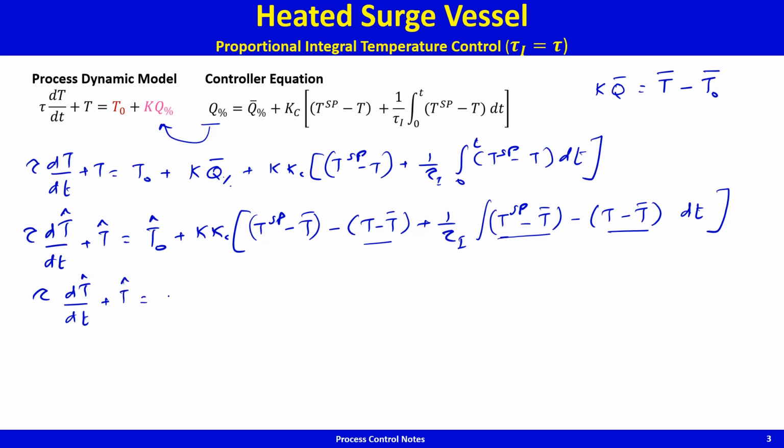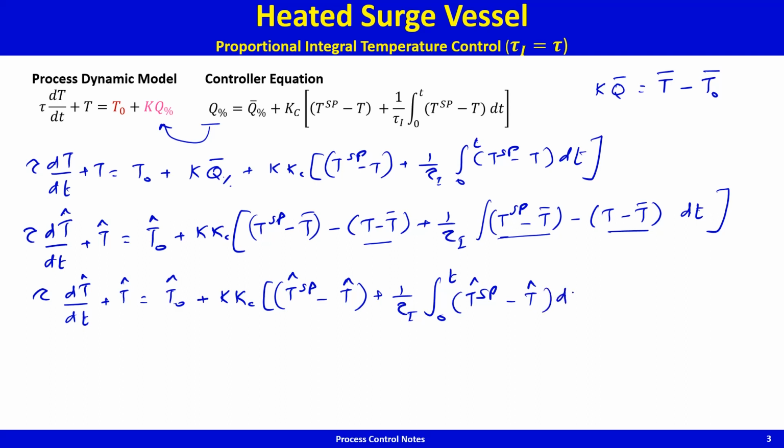plus T hat is equal to T naught hat plus Kc into T set point hat minus T hat plus 1 by tau I into integral of (T set point hat minus T hat) dt. So this is the governing differential equation in terms of the deviation variables. T naught is a disturbance, T set point is for the servo change.